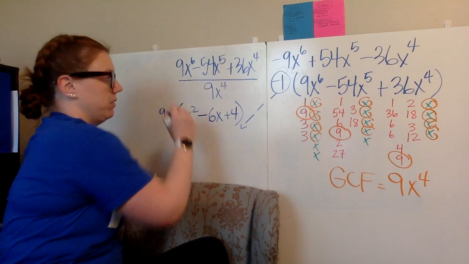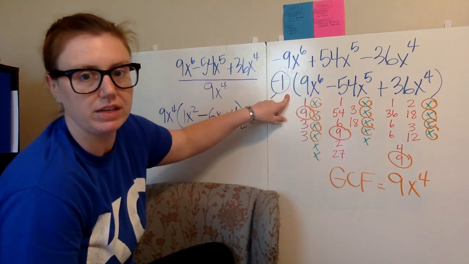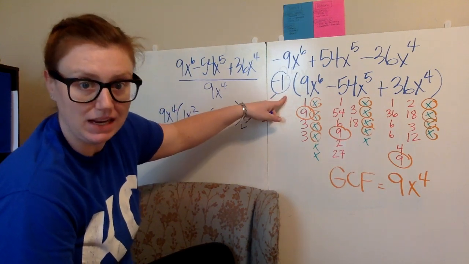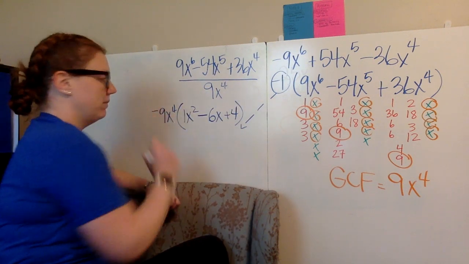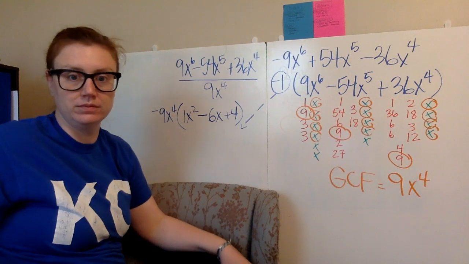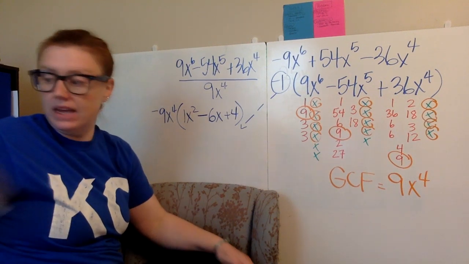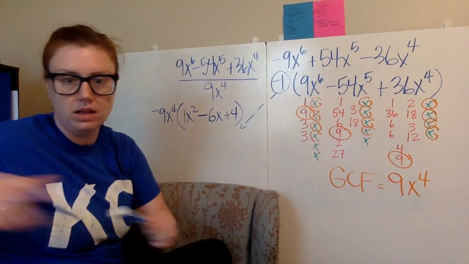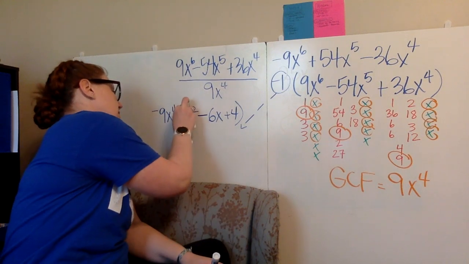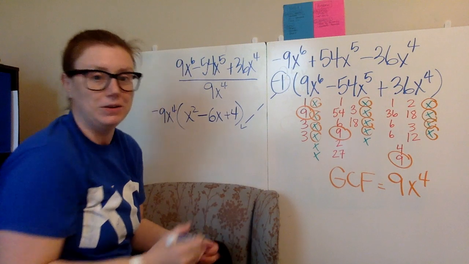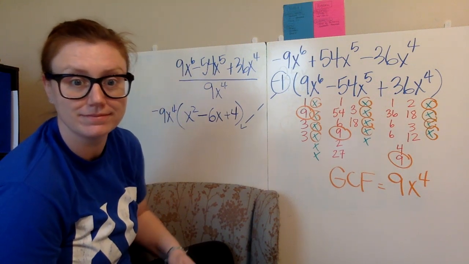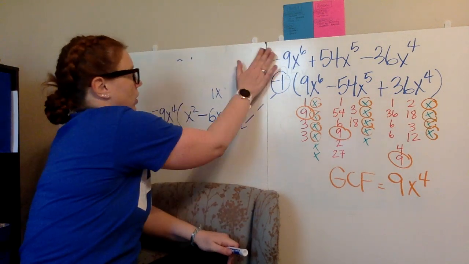9x to the 4th. But remember, I drew this little arrow for a reason. I took out a negative at the beginning, so I have to add that negative to my greatest common factor. There's my answer. Don't erase the x; you don't need that 1 in there. All right, 2 more.